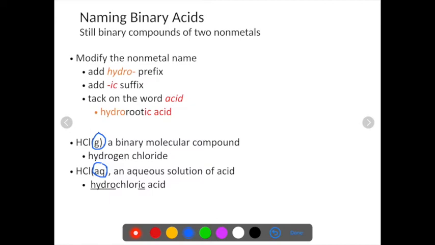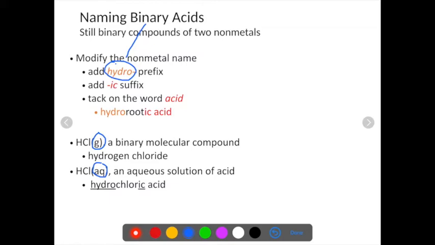Okay, so first we're going to name binary acids. So binary acids have hydrogen and an element. There's one exception to that, but it's hydrogen and an element, okay? So binary acids are different than ternary acids. So circle hydro for me on your notes. Circle hydro, highlight hydro, because hydro is specific for binary acids. It tells us we have a binary acid.